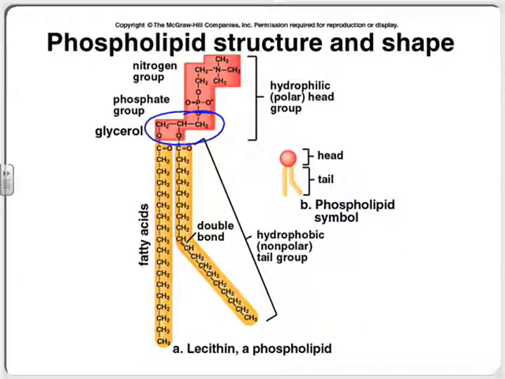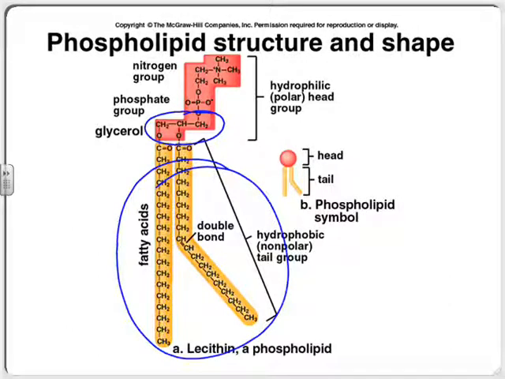Polar. They have one side that's negative and one side that's positive. That's called polar. But notice down here there's really not any nitrogen, oxygen, fluorine, or chlorine. So this side of a phospholipid is not polar. It's not charged. It's non-polar. That's an O, by the way.